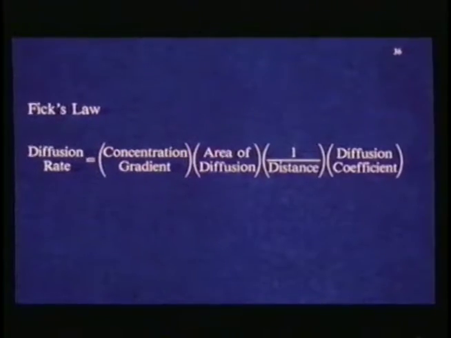36. Diffusion across the capillaries is fundamentally no different from diffusion under any other set of circumstances. It can be described as the random movement of individual molecules down a concentration gradient. The magnitude of the diffusion rate, or diffusive flux, can be predicted to a first approximation by Fick's law of diffusion, which states that the diffusion rate is equal to the product of the concentration gradient, the area available for diffusion, the reciprocal of the diffusion distance, and the diffusion coefficient.